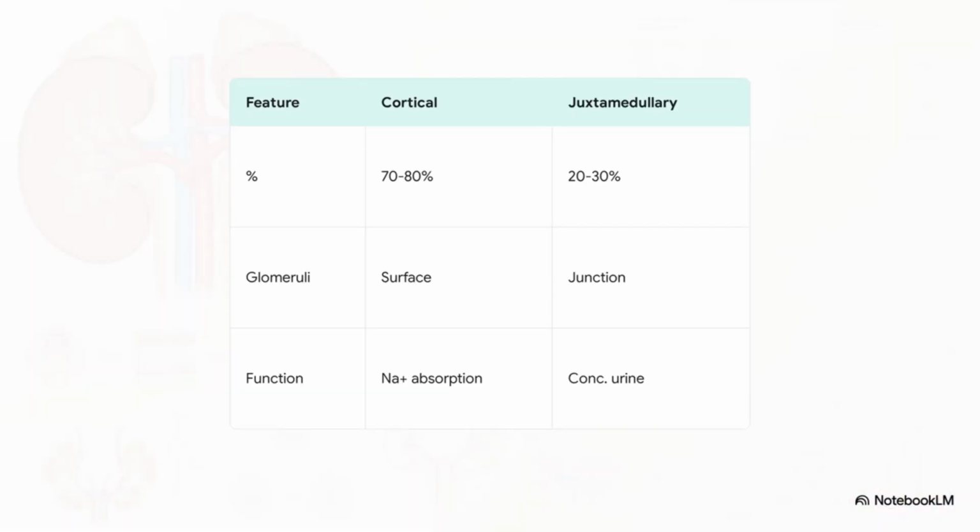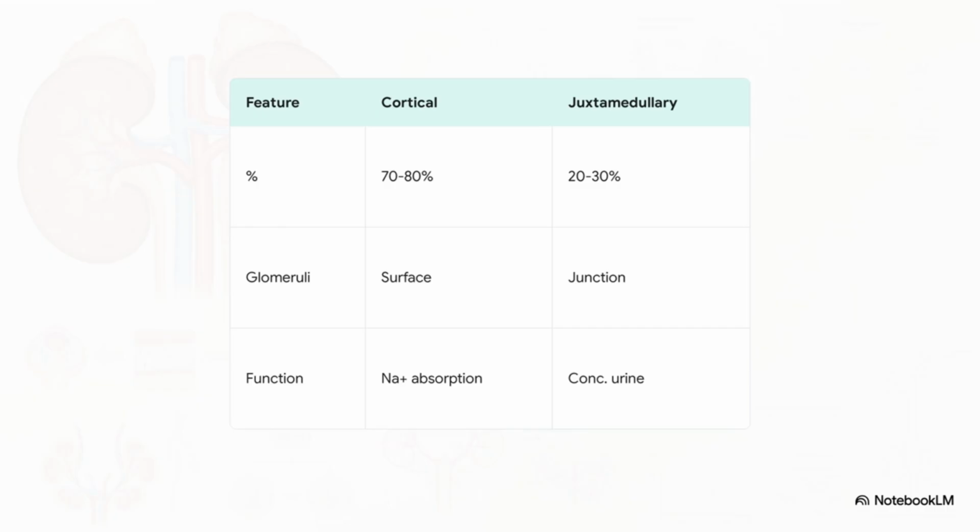Now, we begin our journey by looking at two distinct structures that dictate exactly how our bodies filter and concentrate fluids. The essential takeaway here is that we have two main categories of these factories: cortical nephrons and juxtamedullary nephrons. The really abundant cortical nephrons make up about 70 to 80% of the total nephrons. Their glomeruli are located right near the surface of the kidney, and their main gig is the bulk absorption of sodium. On the flip side, the juxtamedullary nephrons make up that remaining 20 to 30%.